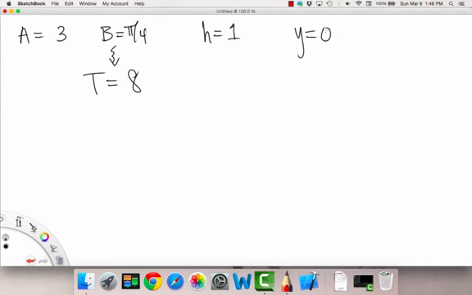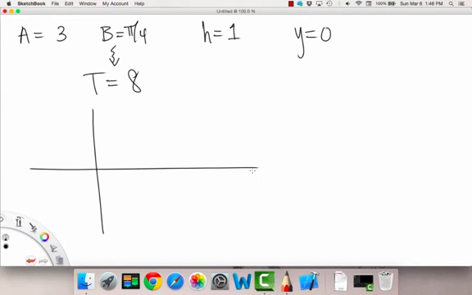So we have our amplitude is 3. Our b is equal to pi over 4, but that's not really the important part. It's that led us to realize that our new period is going to be 8, which is kind of funny, right? It doesn't have any pi's in it. We'll see what that leads us to. H is equal to a positive 1, which means we're going to move to the right 1. And our midline is y equals 0. Okay? So let's start graphing this thing.